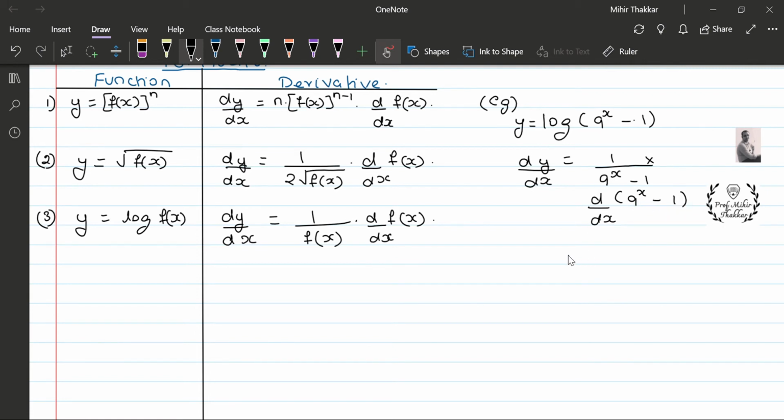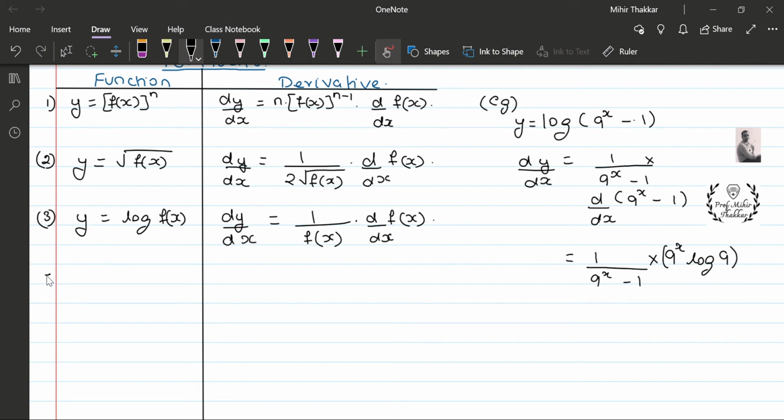So the outer element 1 upon 9 raised to x minus 1 will be as it is, multiplied by the derivative of 9 raised to x, which is of the form a raised to x. What is the derivative of a raised to x? It is a raised to x into log a. So this is 9 raised to x into log of 9, and minus 1. The derivative of 1 is 0. So we get just 9 raised to x log 9. Simple.